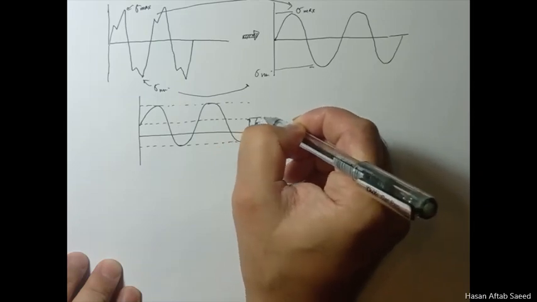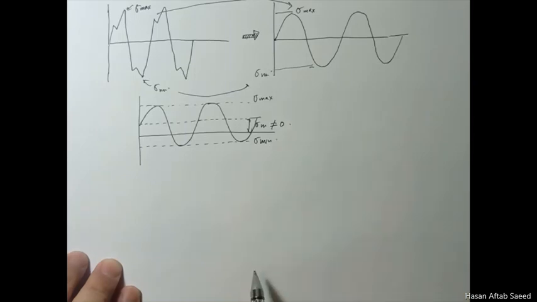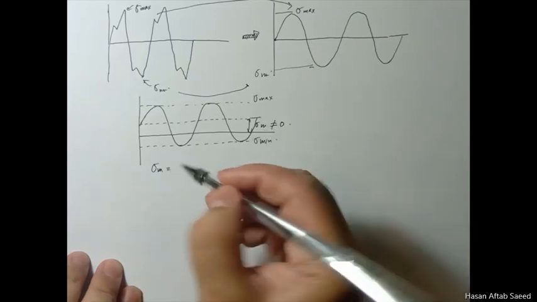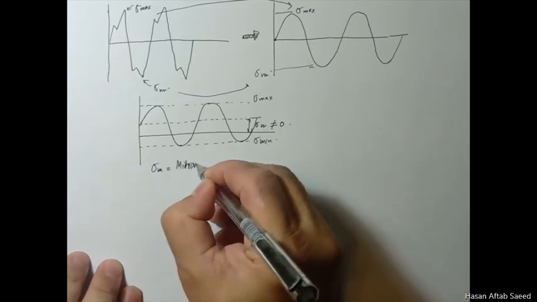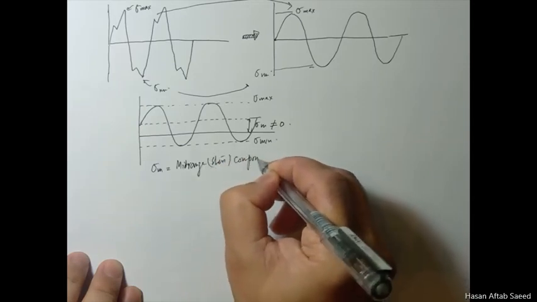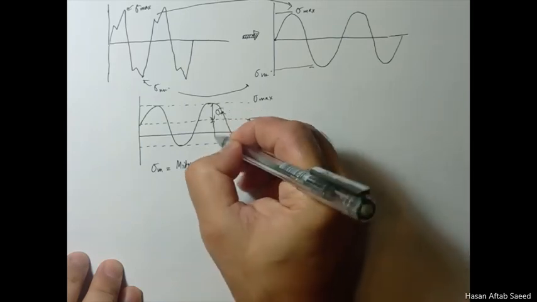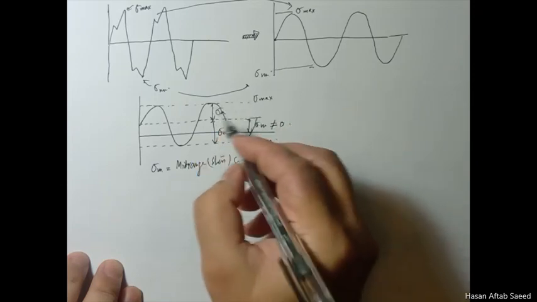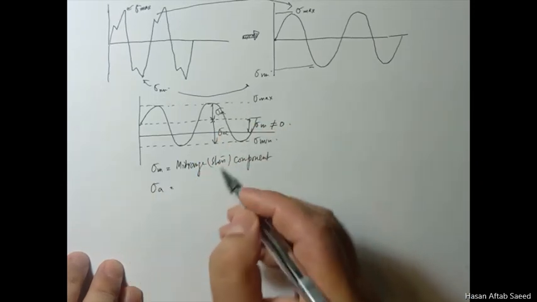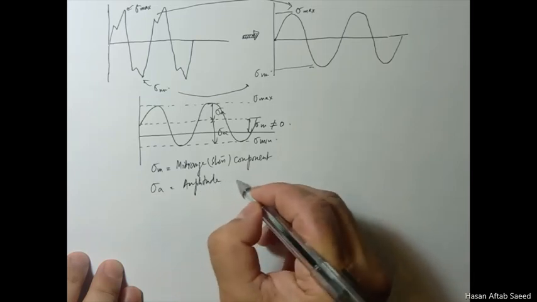So just draw two cycles here. This is sigma max, this is sigma min, and let's define some things. Sigma m, you call mean, or you can also call it mid-range component. Sigma a, you're familiar with this, these are equal. Sigma a, this is the amplitude component.